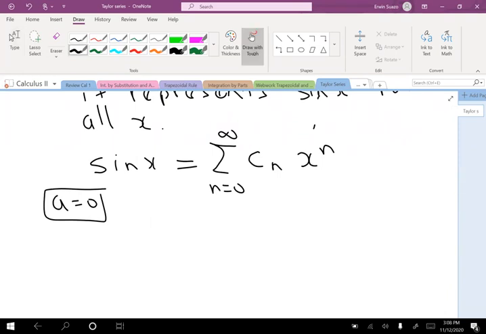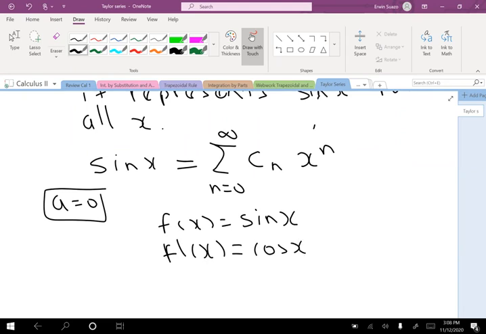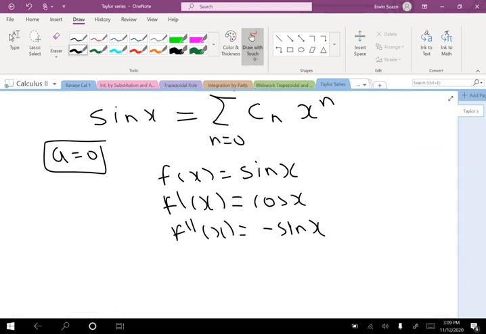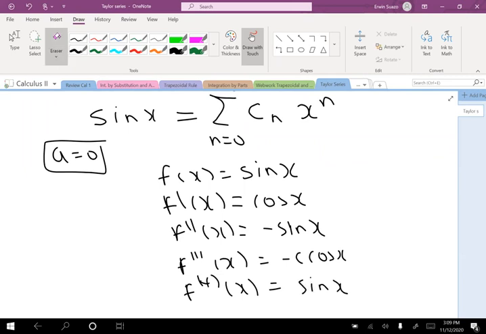So first of all, f of x is sine of x, right? So I need to find f prime of x. So what is f prime of x? Cosine of x. Then the second derivative is negative sine. Then I get a third derivative, negative cosine. And the fourth derivative, sine. Okay, let me erase here.